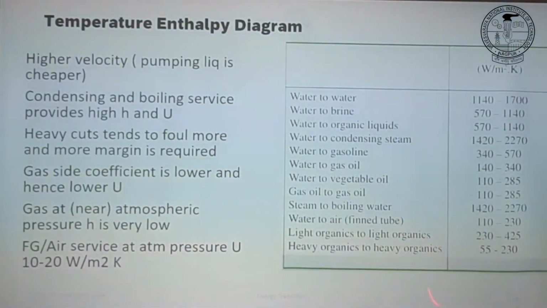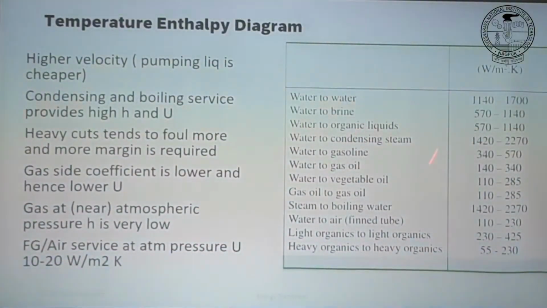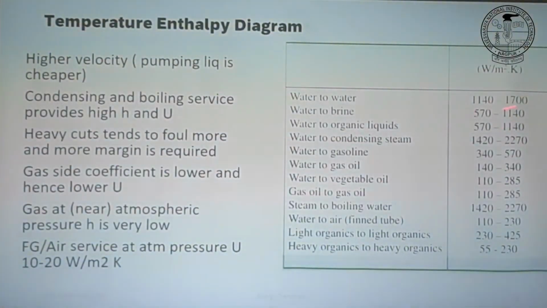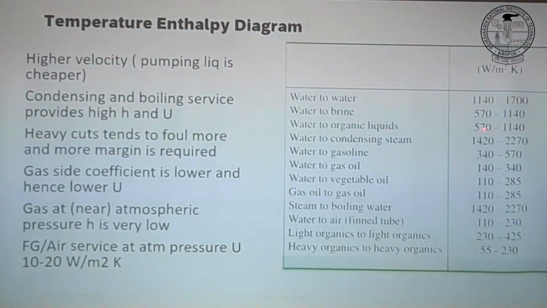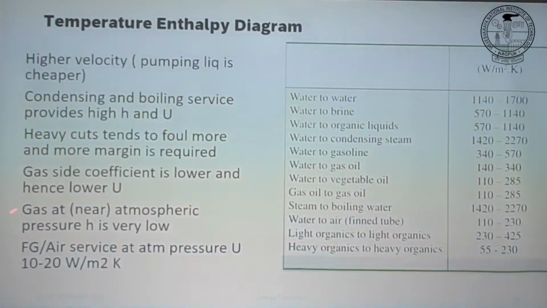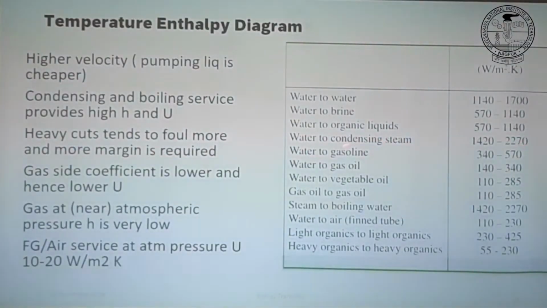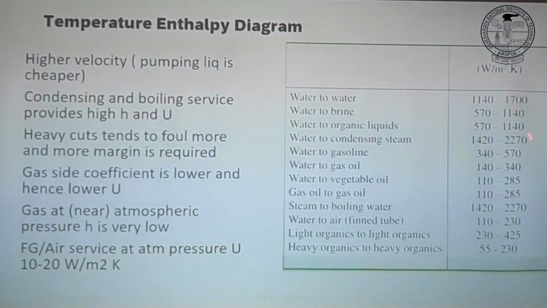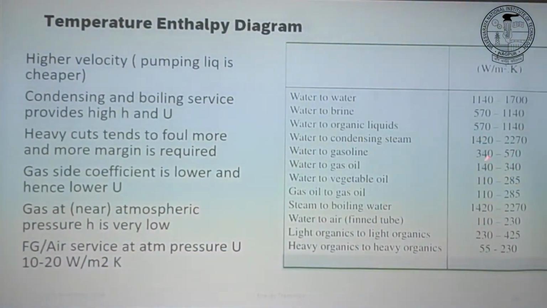So as we were saying, I was telling different U values. So if you have water to water, very high U value. Generally we use 1200 to 1500. Water to brine 580 to 1150, because brine tends to scale. So organic liquids a bit lower, condensing service you could see very high, 1500, 1800 is normal. Water to gasoline 340 to 570.